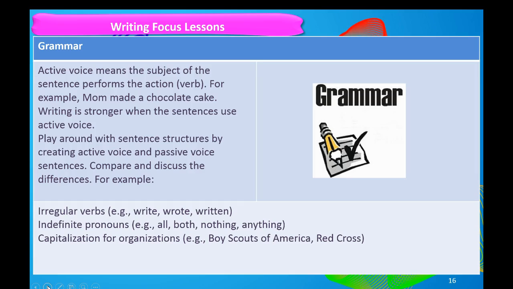Your grammar. Active voice means the subject of the sentence performs the action. For example, Mom made a chocolate cake. Writing is stronger when the sentences use active voice. What I would suggest is find great examples of active voice in the mentor text that you're reading, and examine how authors have used active voice, and then have them play around in sentences using active voice, and then take it into their writing. The same thing with irregular verbs and indefinite pronouns.